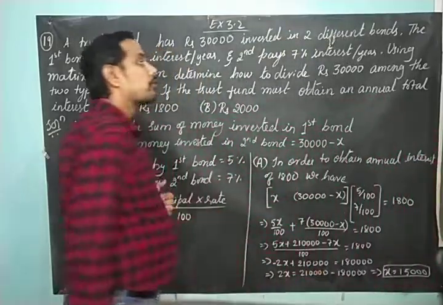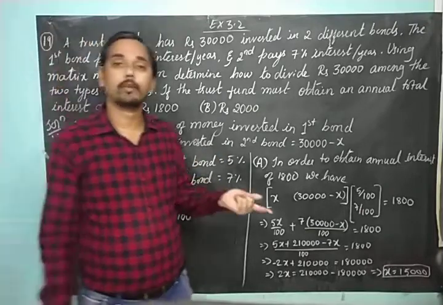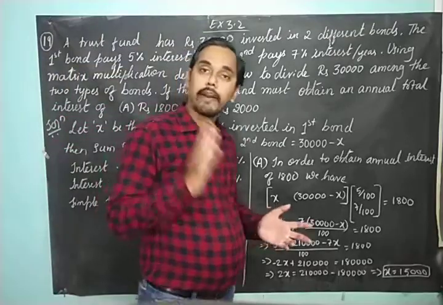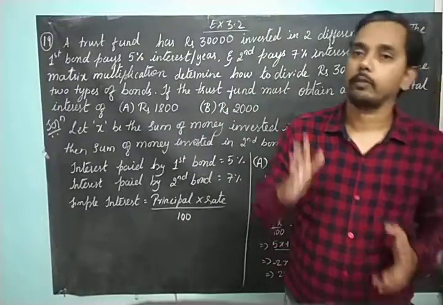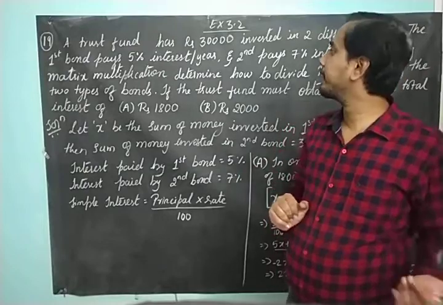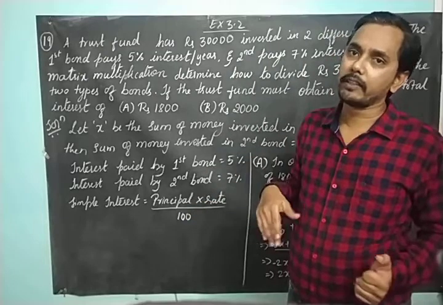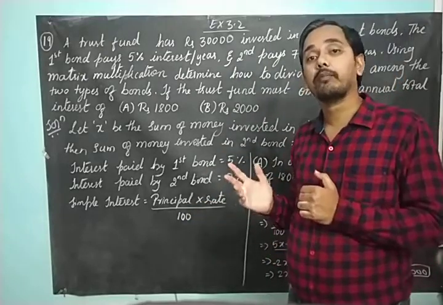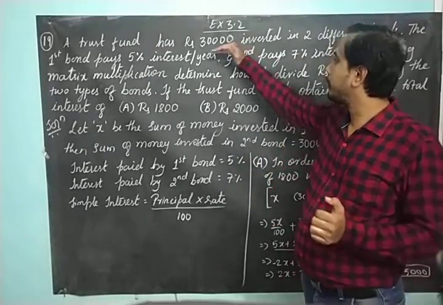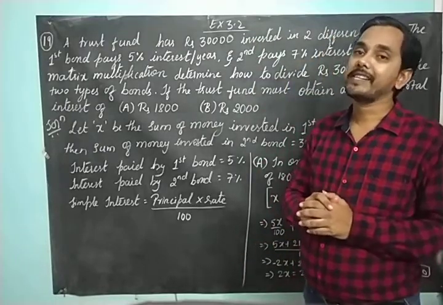We don't know how much amount we are investing. If we are able to calculate the amount invested in the first bond, then definitely we will be able to calculate the amount invested in the second bond, right? Here our work is to find out the amount invested in the first bond. For example, if we get 5,000 as the amount invested in the first bond, then the amount invested in the second bond will be 30,000 minus 5,000, that is 25,000.